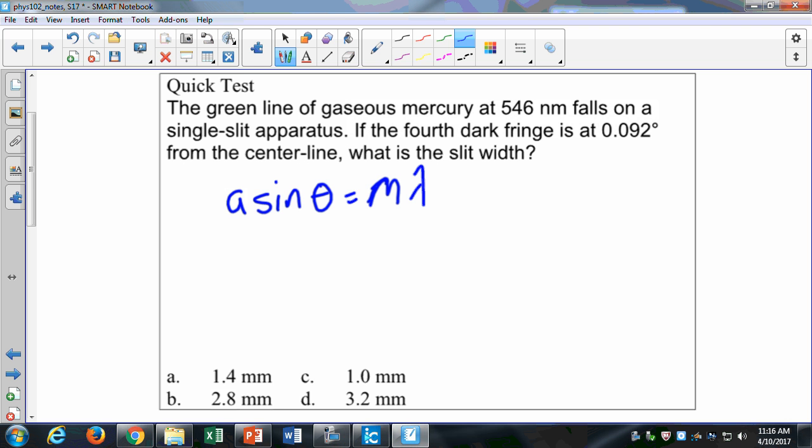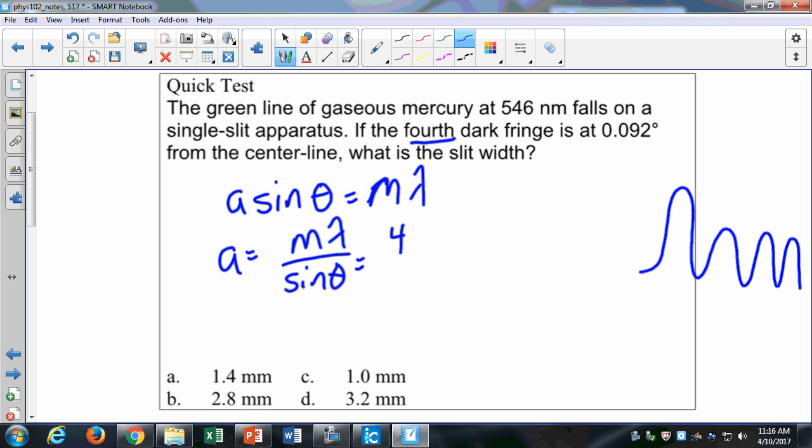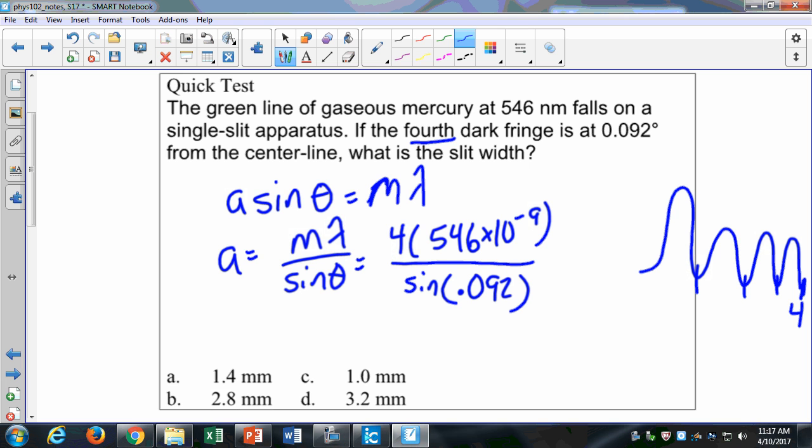All right, so a sine theta is m lambda. We're looking for a, so that's m lambda over sine theta. m is the fourth dark fringe, so that means 4. Now if I'm looking at my pattern, I have 1, 2, 3, I'm out at this dark fringe, the fourth one. So 4 times 546 times 10 to the minus 9 divided by sine of 0.092. And that's equal to, what was it, A? Is that the right answer? Yeah, so that's 1.4 times 10 to the minus 3 meters, which is going to be a.